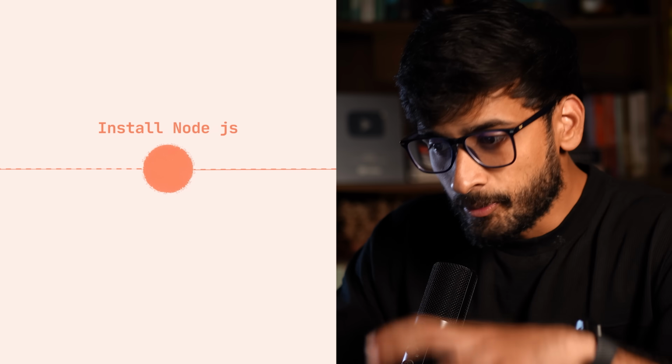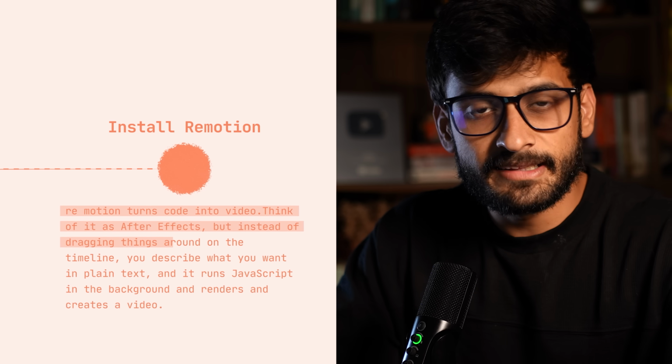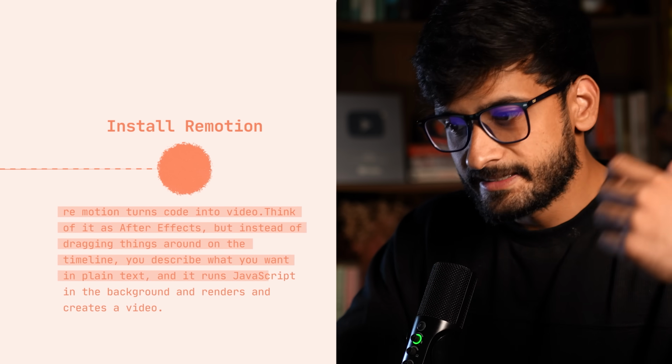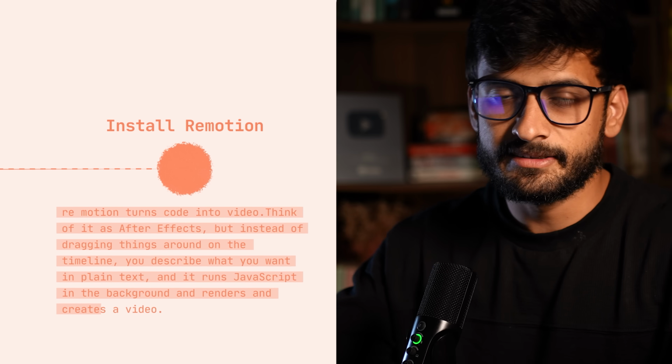Next, Claude on its own can't create animation. It needs a skill to do it, and that skill is called Remotion. Now Remotion turns code into video. Think of it as After Effects, but instead of dragging things around on the timeline, you describe what you want in plain text and it runs JavaScript in the background and renders and creates a video.